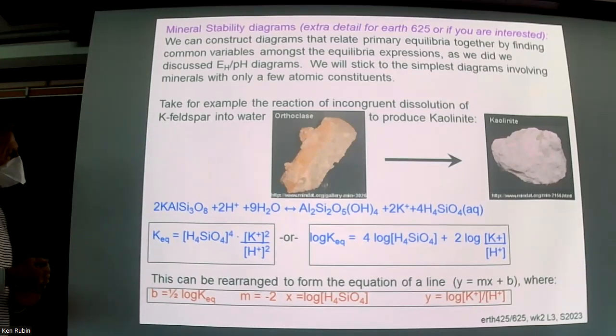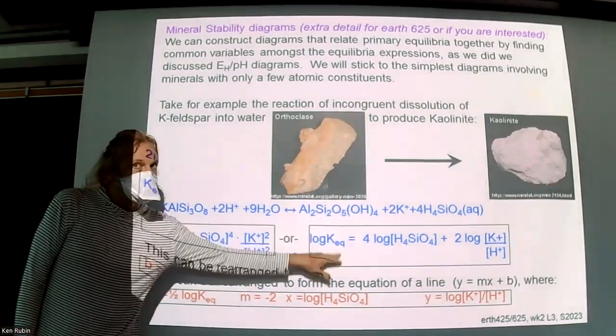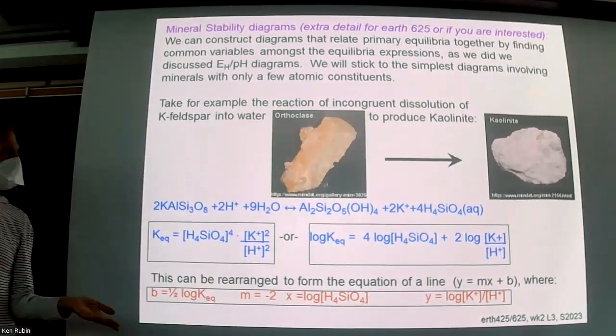And what I want to point out is that we can plot this up in space if we take the logarithm of both sides of this reaction. So we take the log of the equilibrium constant, it's just some other value, it's called log equilibrium.